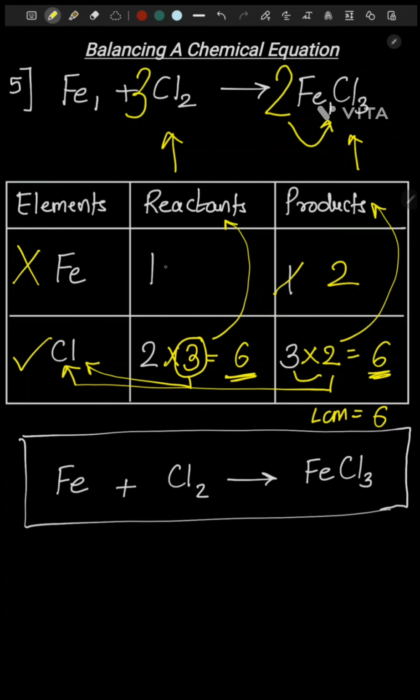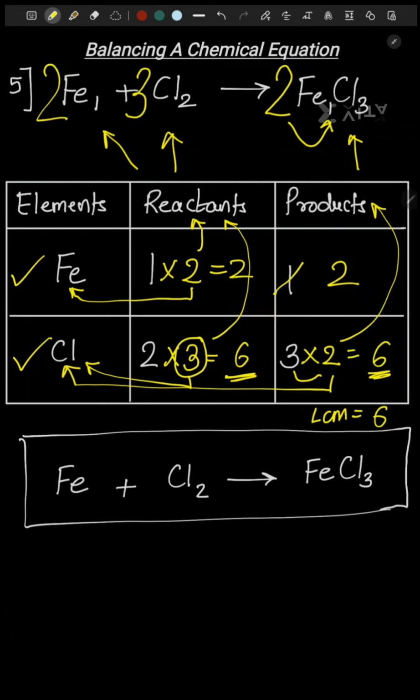We all know making 1 as 2 is very simple by just multiplying it with 2. So now I'm multiplying 2 to Fe on which side? On the reactant side. Do I have Fe alone above? Yes, I'll put 2 there. And even the Fe gets balanced. So what is the final equation? The coefficients are 2 Fe plus 3 Cl2 gives 2 FeCl3.